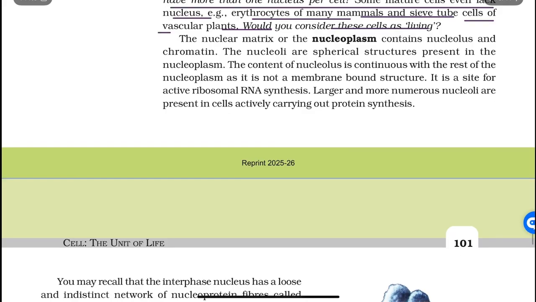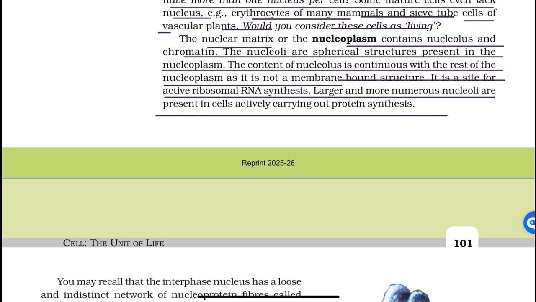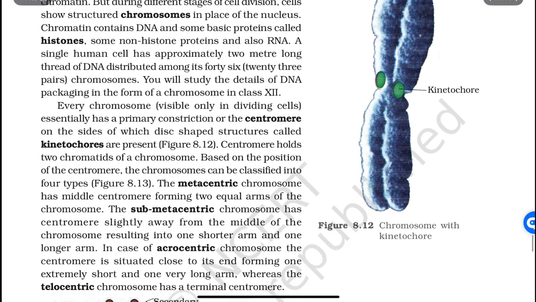The nuclear matrix or nucleoplasm contains nucleolus and chromatin. The nucleoli are special structures present in the nucleoplasm. The content of the nucleolus is continuous with the rest of the nucleoplasm, as it is not a membrane-bound structure. It is the site for active ribosomal RNA synthesis. Larger and more numerous nucleoli are present in cells actively carrying out protein synthesis.